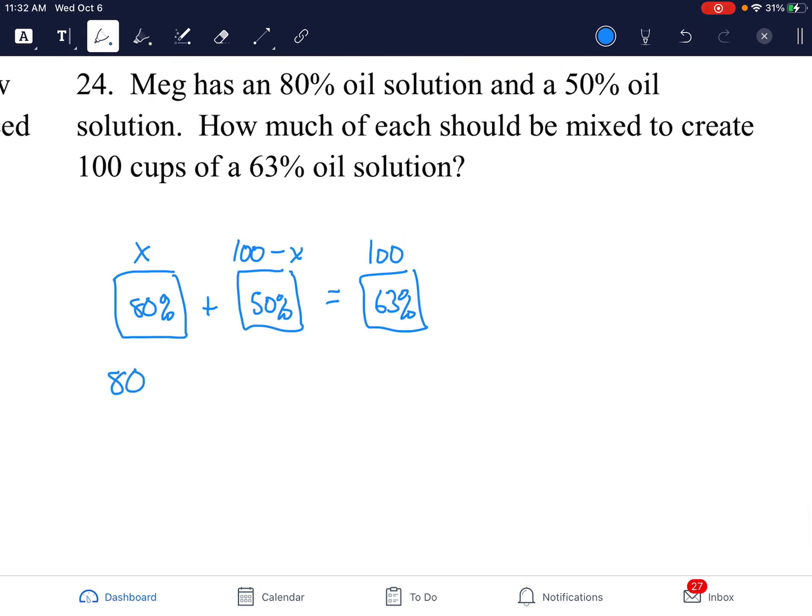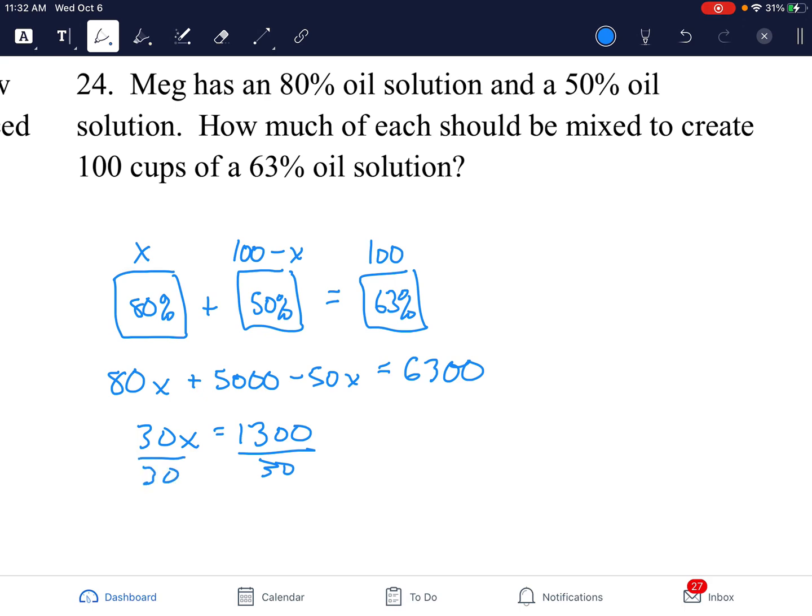All right, so now we multiply down. So we have 80x plus 5,000 minus 50x equals 6,300. Okay. So if I combine my like terms, I'm going to get 30x equals 1,300. Divide both sides by 30. And x will equal 43.3.